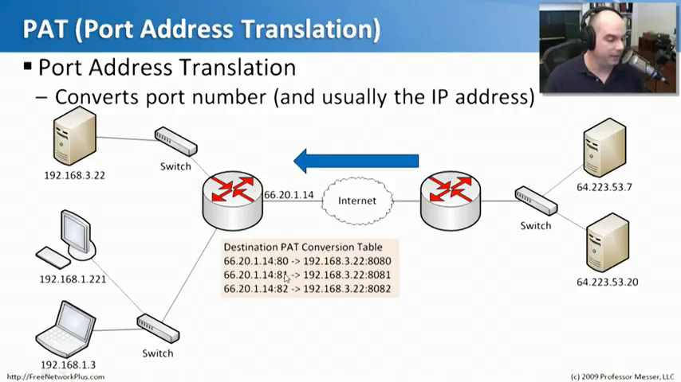66.20.1.14 on port 80, port 81, and port 82. And each time it hit one of those ports, we did a port address translation along with our destination network address translation. We're doing really two, a destination and a port translation at the same time, to 192.168.3.22. If you're going to 80, we're going to convert your port to 8080. If you're going to port 81, we're going to convert your port to 8081. And if you're doing port 82, we're going to convert you to port 8082.